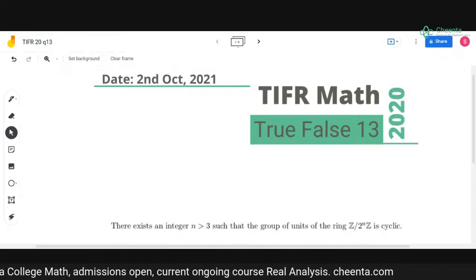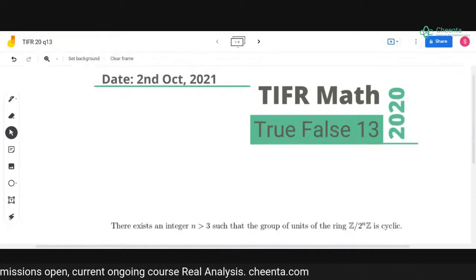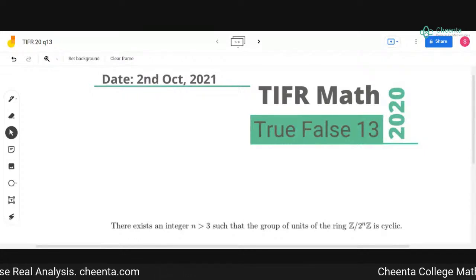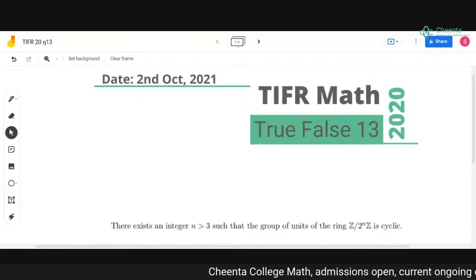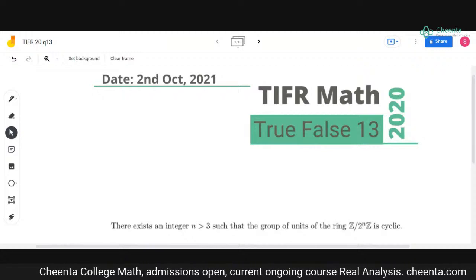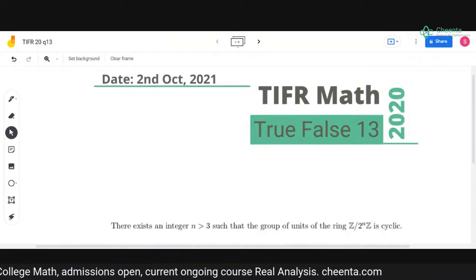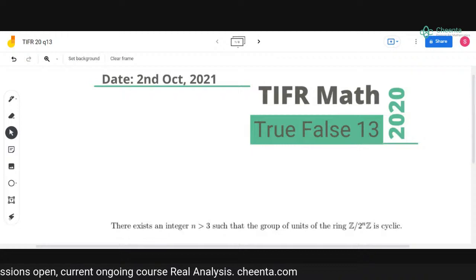Today's question is pretty straightforward. If you know about Gauss's theorem regarding when the group of units are cyclic, he kind of classified that entire section.